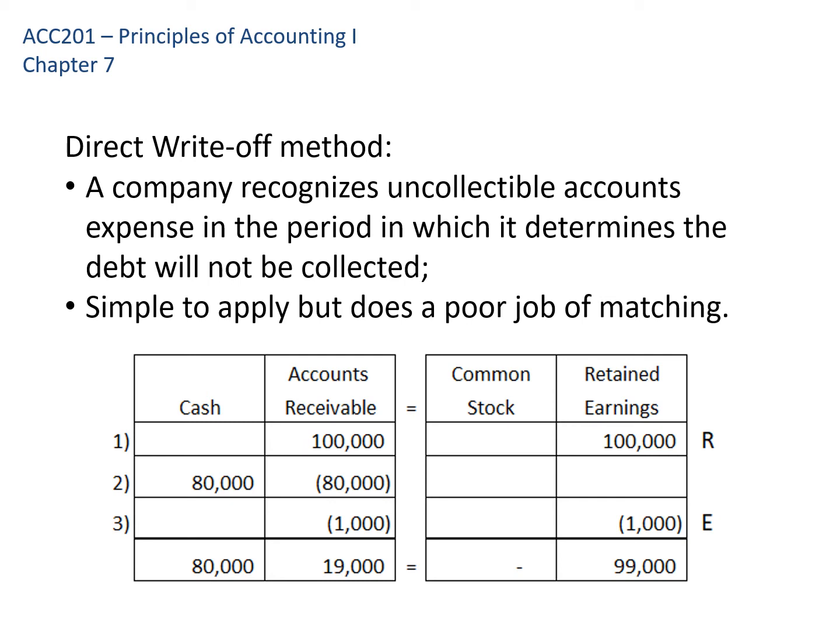Well, that's fine, but the problem is it does a poor job of matching. So say that step number 3 there occurred in year 2. Now year 2 looks bad, year 1 looks great. So we've done a bad job of matching expenses with the revenues they're associated with. That's the downside to the direct write-off method. So at this point, I'll have you take a look at watching the video for exercise 7-9B and using your working papers to go through these steps for that.